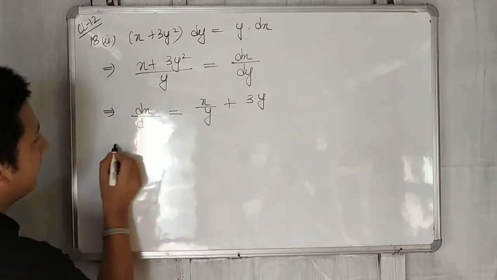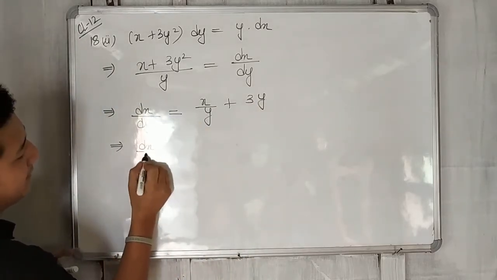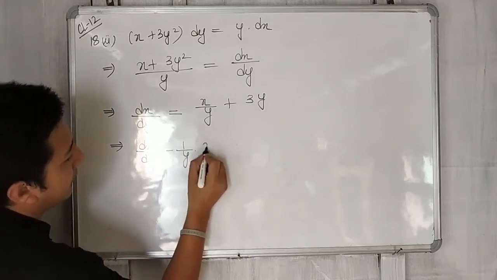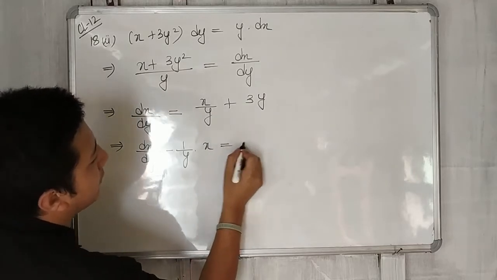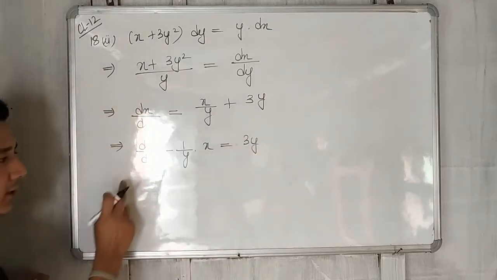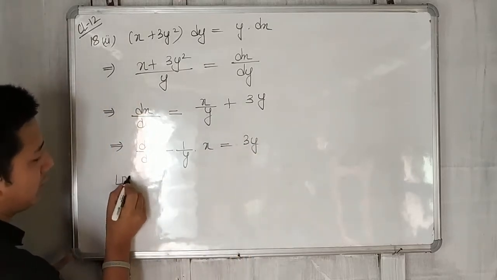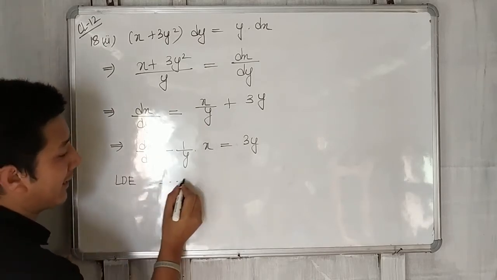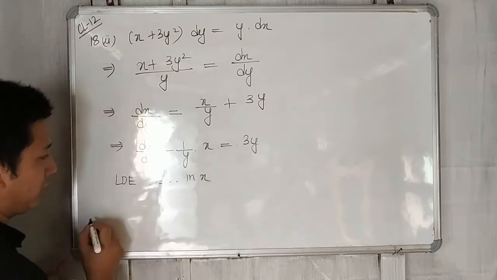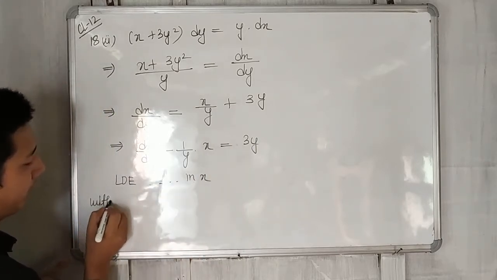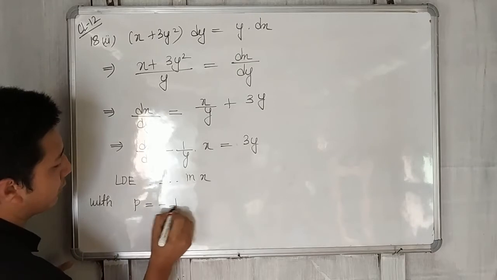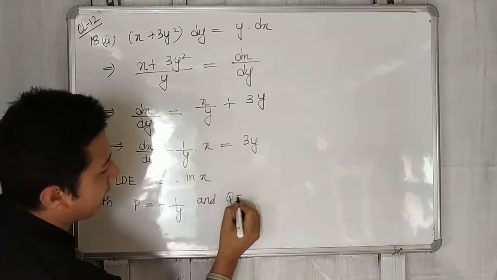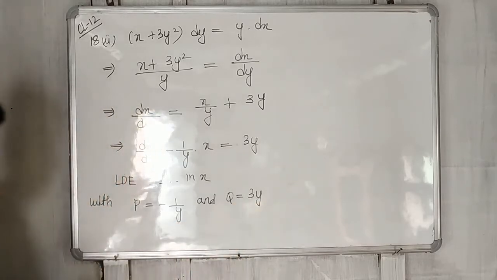Let's bring this side. So therefore dx by dy, this will be minus 1 by y into x is equals to 3y. Hence it is a linear differential equation of first order in x. Please make the changes with capital P equals to minus 1 by y and Q is equals to 3y. P and Q we got.